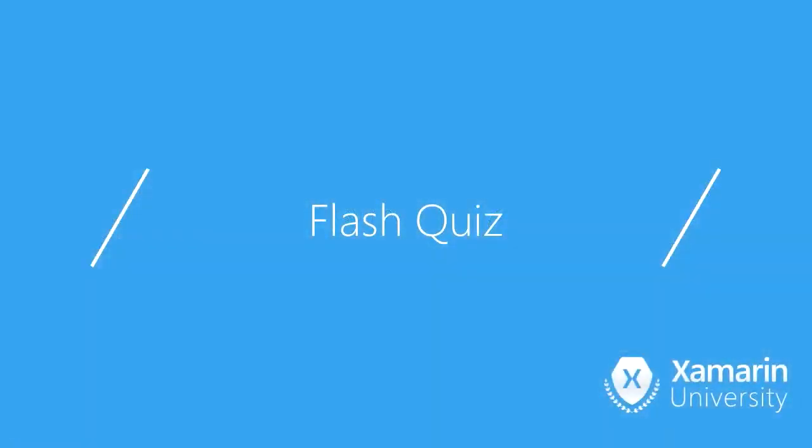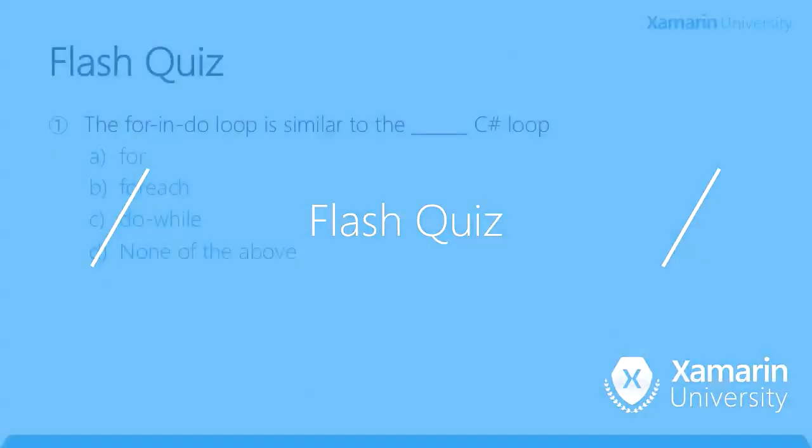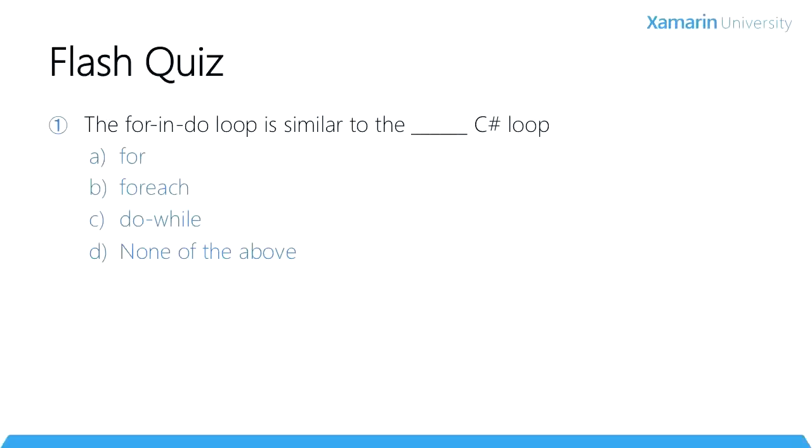And let's review this objective's work with a quick flash quiz. Question 1. The for and do loop is similar to which C# loop? Is it the for loop, the for each loop, the do while, or none of the above? And the answer is B, the for each loop.